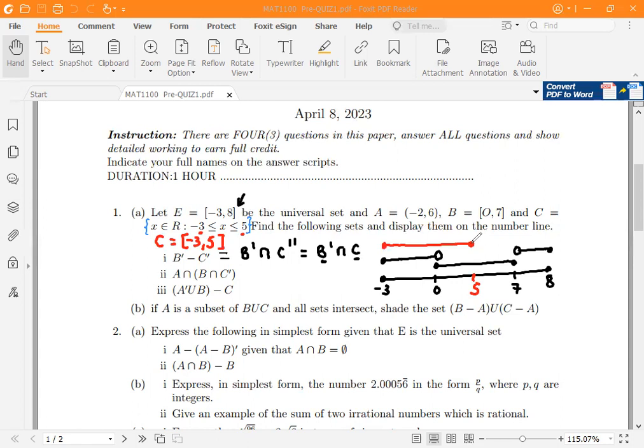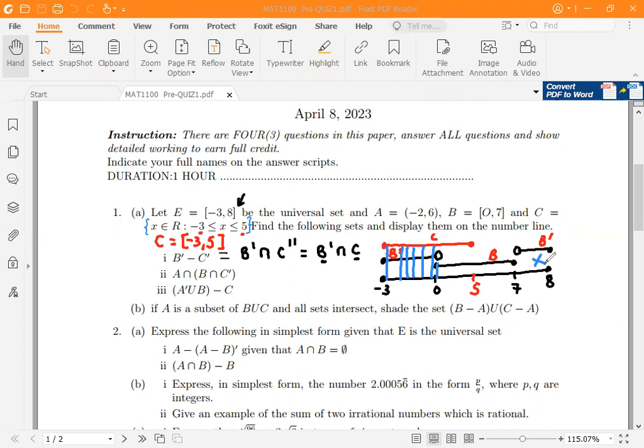Now the middle part is B, which is not useful in this case. Remember, this is B, but the question is asking for B complement and C. So where are these two intersecting? Where is B complement intersecting with C? So we are seeing that these are intersecting here all the way up to 0. This side, there's only B complement, there's no C. So we can't call that piece a common piece. It only belongs to B complement.